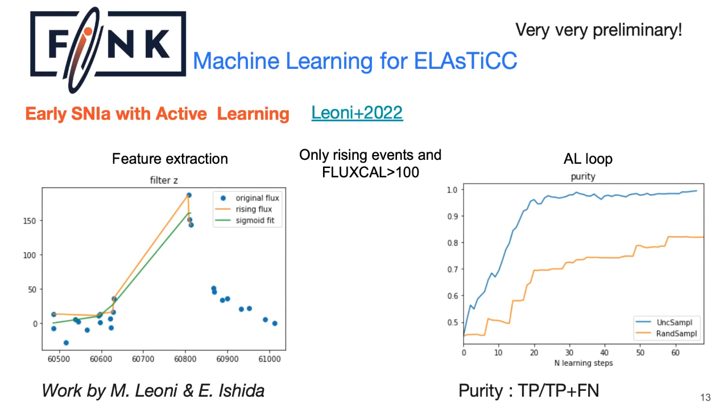We do some type of filter extraction that you can see here on the left. For each filter's observations, we actually fit a sigmoid and try to see if this object is rising. We make a cut to only get this rising object.